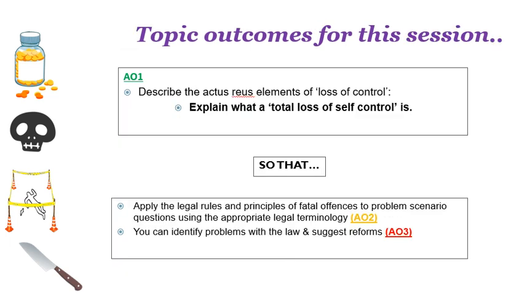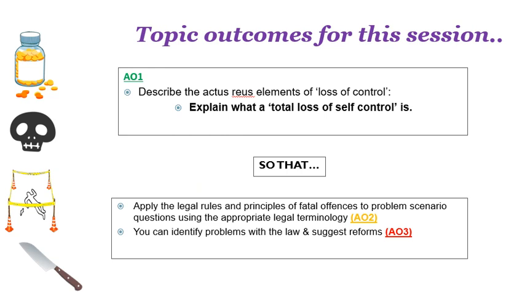In particular, for this lesson, what you need to be able to do by the end is partially achieve this aim. So we're going to start looking at the actus reus elements of loss of control. And by the end, you should be able to explain what a total loss of self-control is, which is the first actus reus element. Why do you need to be able to do that? Well, that's so in the exam you can apply your knowledge to a scenario question and also evaluate the law.